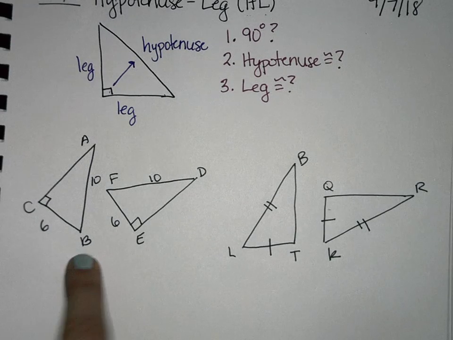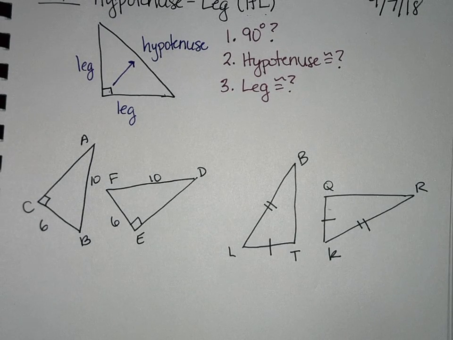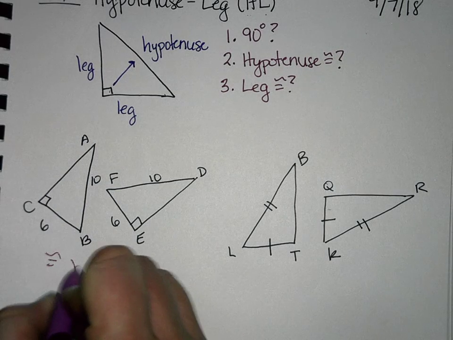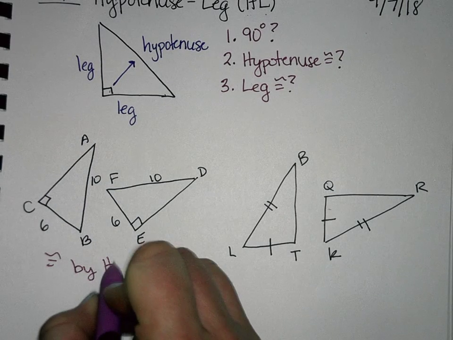So for the first pair, 90 degrees, do we have it? Yes. All right, so far so good. On the first pair, hypotenuse, do we have it? Yes. On the third question, do we have a leg? Yes. So did we answer yes to all 3? Yes. So what can we say? They're congruent by hypotenuse leg. So we can say congruent by hypotenuse leg.